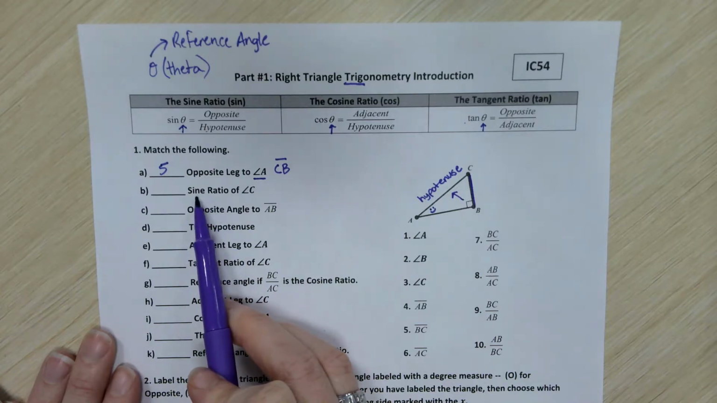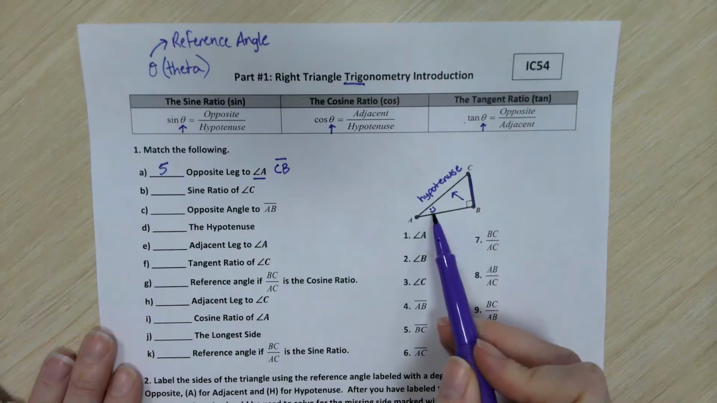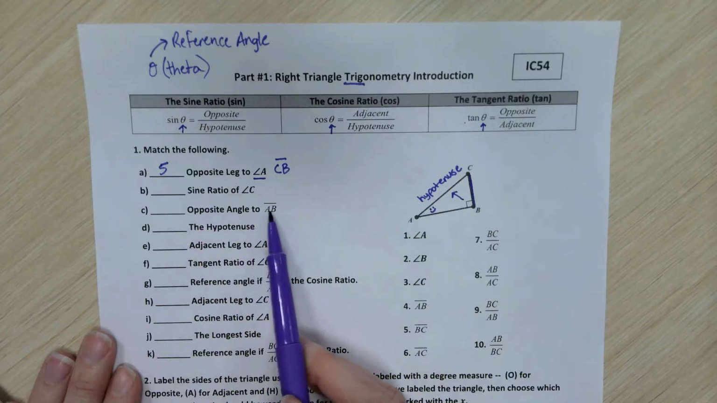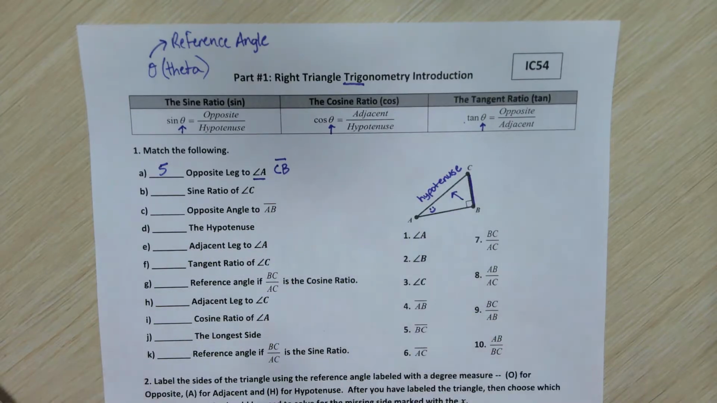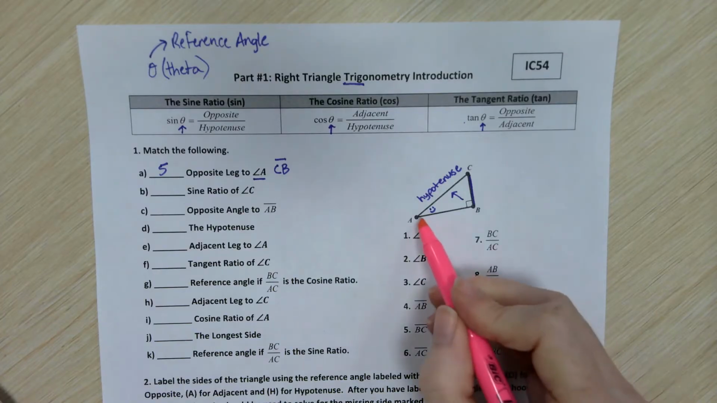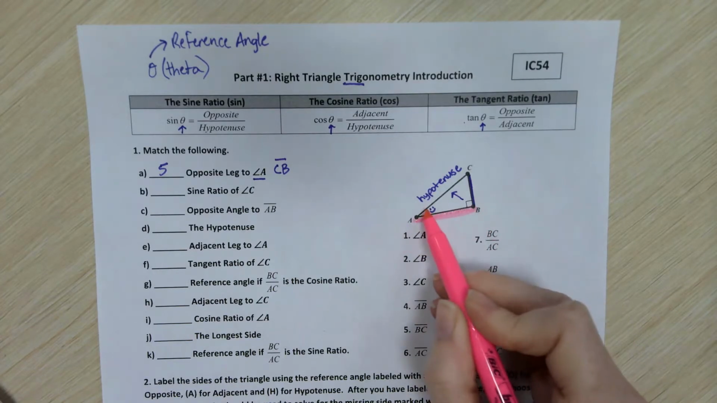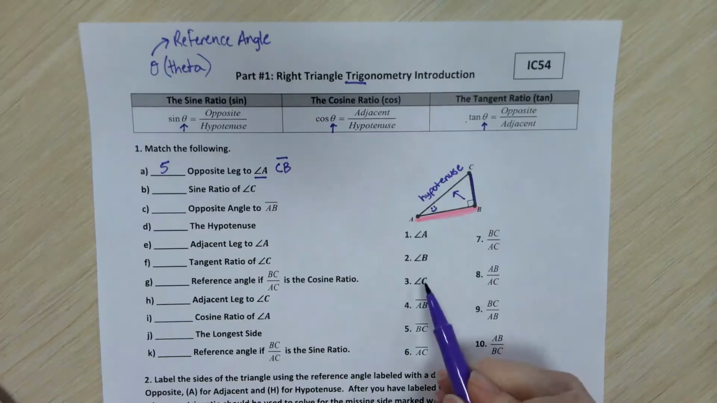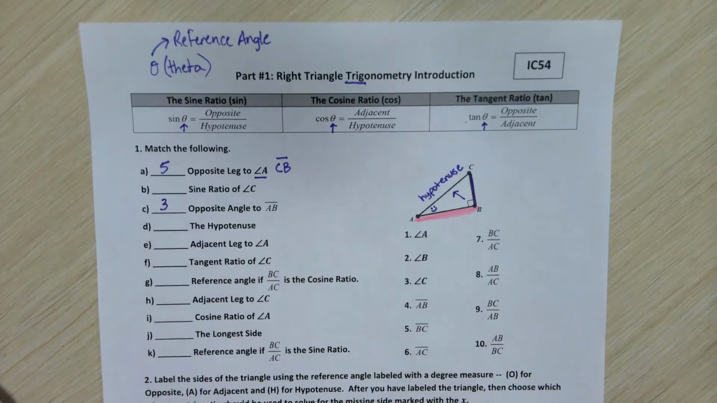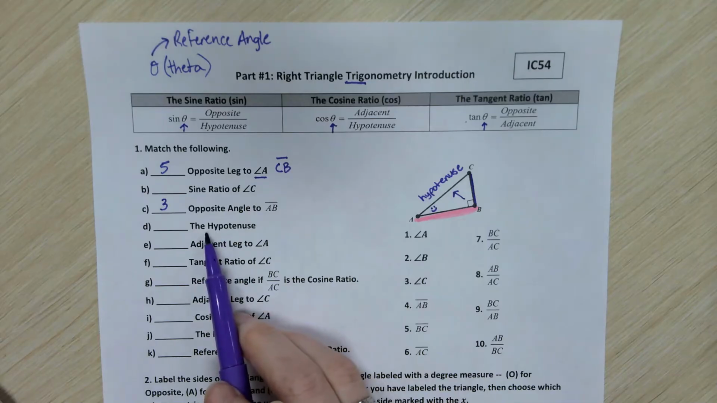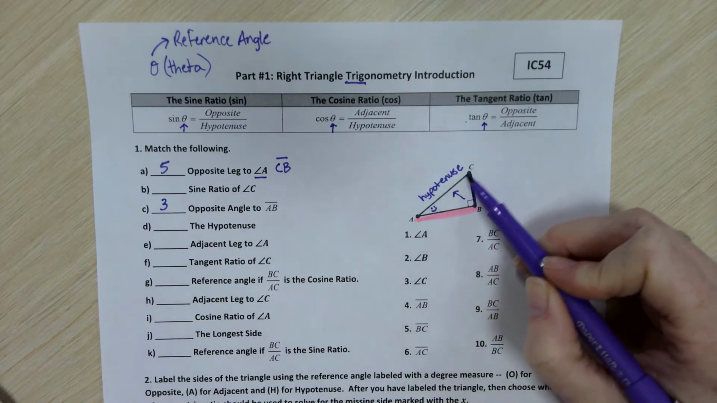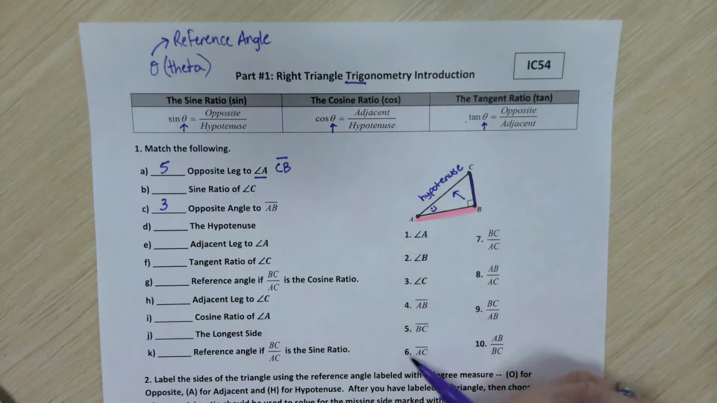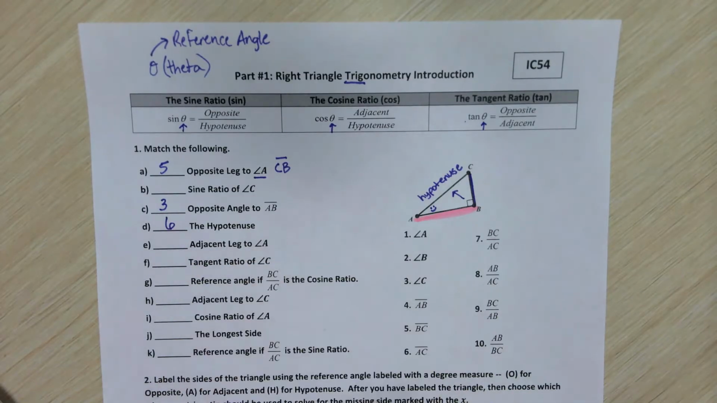If we're going to think about the sine ratio of angle C, our reference angle will change. So let's hold off on that one for right now. Opposite angle to side AB. Well, we could probably figure that one out. If we're over here at side AB, we use a different color. That's connected to angle A and angle B, so the opposite angle would be angle C. That's going to be option 3 in our list. We said the hypotenuse is always opposite the right angle, across from the right angle. So that's going to be this third side here, AC. That's option 6 in our list.